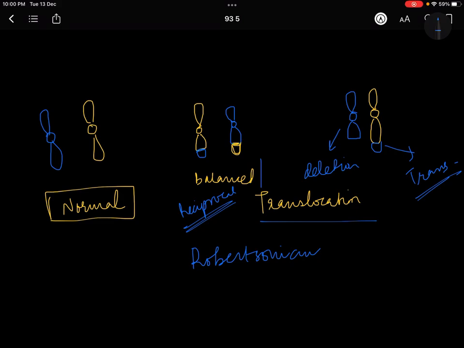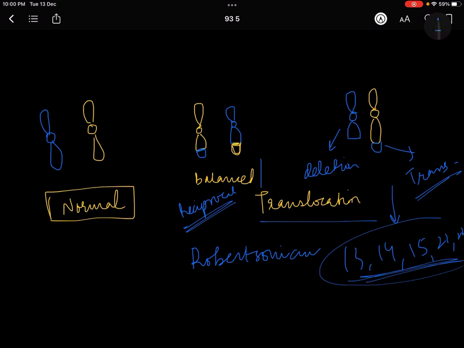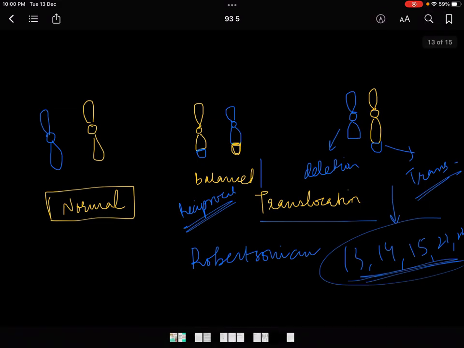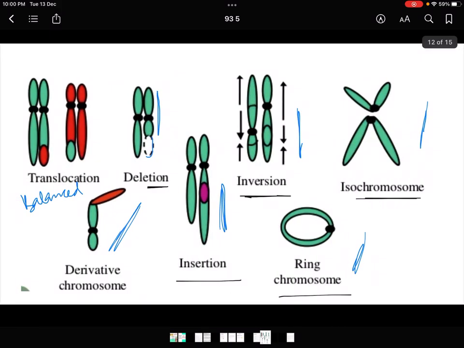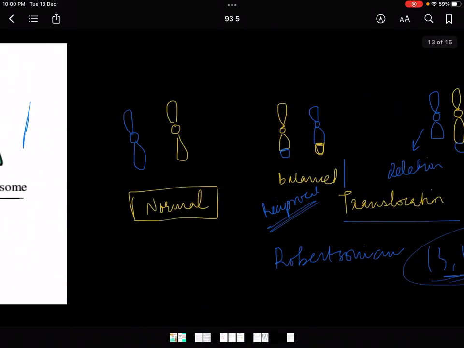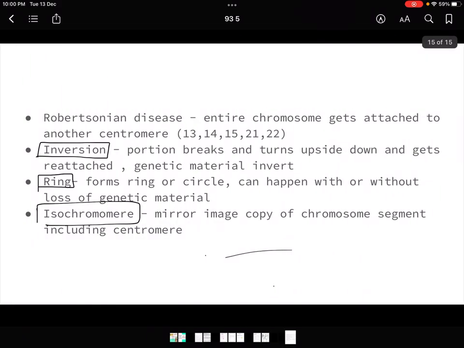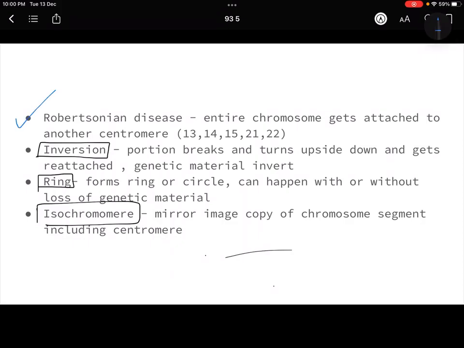It occurs in chromosomes 13, 14, 15, 21 and 22. So in these translocations, if it happens in chromosome number 13, 14, 15, 21, 22, it is called Robertsonian syndrome. Okay, so you understand, right? I've written it also here, Robertsonian, and it is a part of translocation.